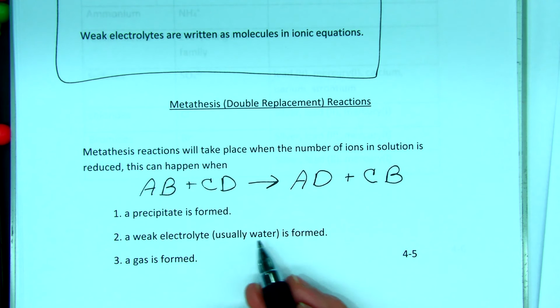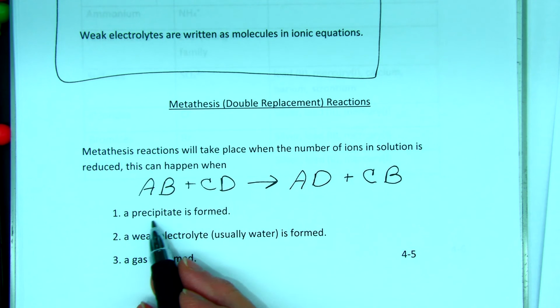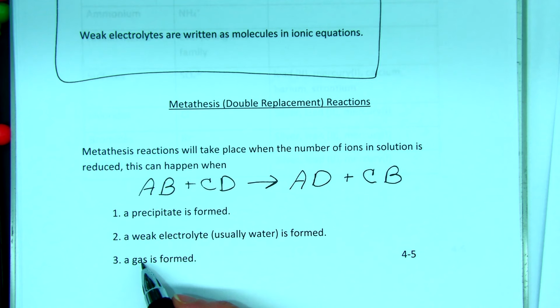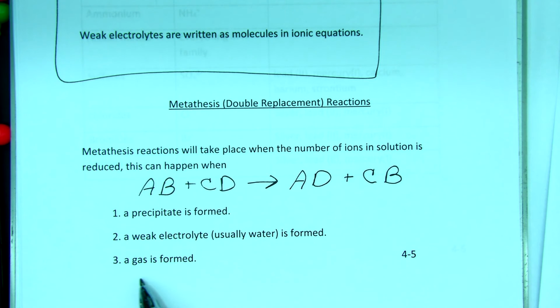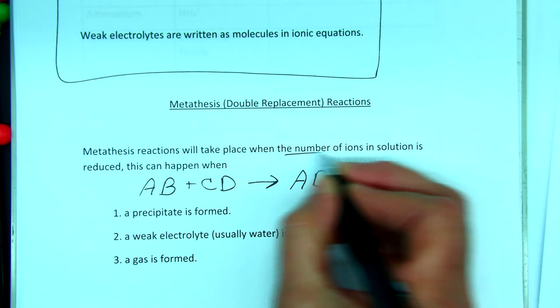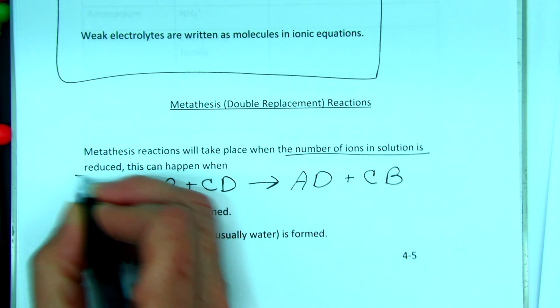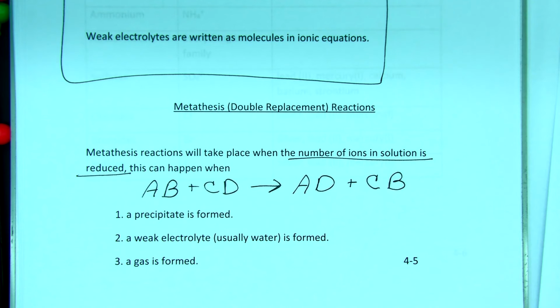And when we get metathesis happening, one of three things has to happen. A precipitate is formed, a weak electrolyte is formed, or a gas is formed. And the reason is that they are all reducing the number of ions in solution. That's what makes the real chemistry happen. So when you think about this and you're trying to sort out how this is hooking up, I'll give you an everyday example.